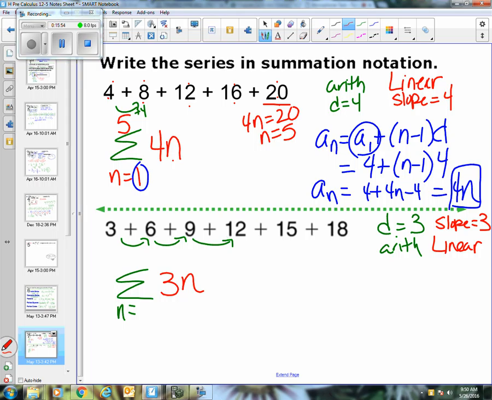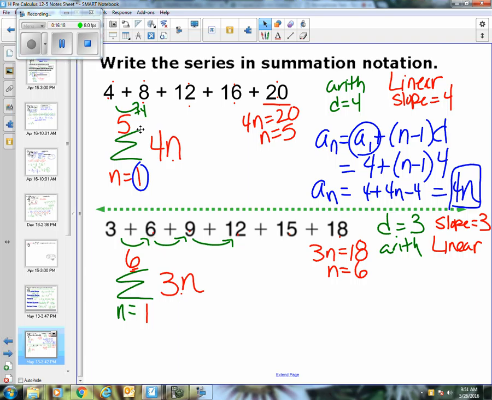And let's see if that works if I start at term 1. So 1 times 3 would be 3. 2 times 3 would be 6. 3 times 3 is 9. 4 times 3 is 12. 5 times 3 is 15. 6 times 3 is 18. So it looks like I'd be stopping at term 6. Again, if you know what your rule is, set it equal to that last term and just solve, and we can figure out what that ending number would have to be.